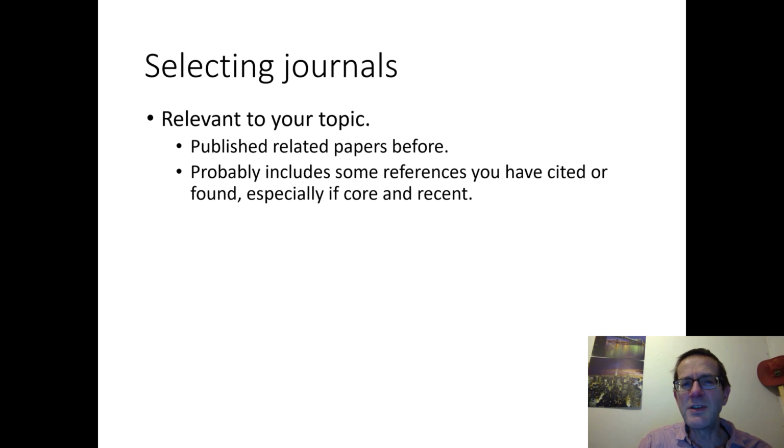And a relevant journal will probably have some of the references that you cited, especially core and recent references. When I'm thinking about where to submit a paper, I often look down my reference list and find which journals I am citing the most often, and then those will be the first ones I consider for submitting a paper to. If they already publish on that topic, then they're more likely to publish your paper than another journal that doesn't publish on that topic.